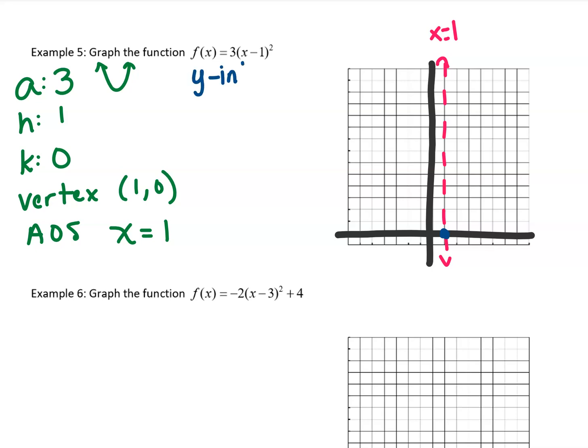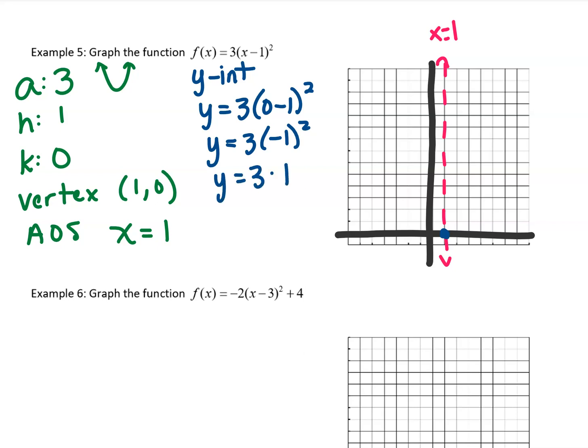So to find the y-intercept, we plug in a 0 for x. So y is equal to 3 times 0 minus 1 squared. So that's going to be negative 1 squared, which is 1, and 3 times 1 is 3. And then you'll write it as an ordered pair. What was the x value? 0. What's the y value? 3. So (0, 3). That gives us 1 point.